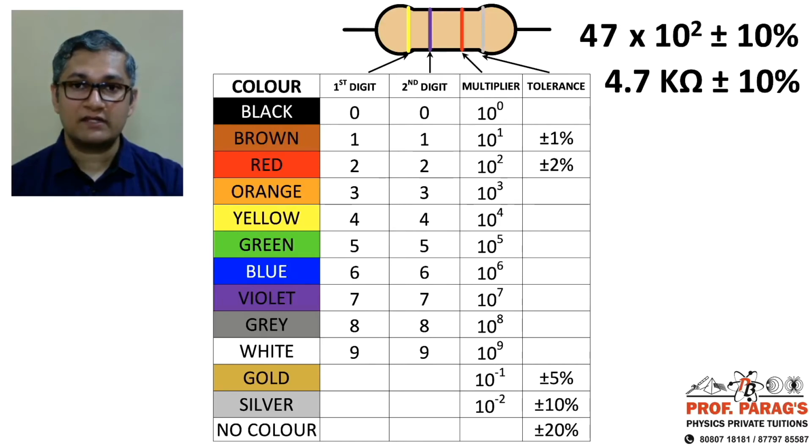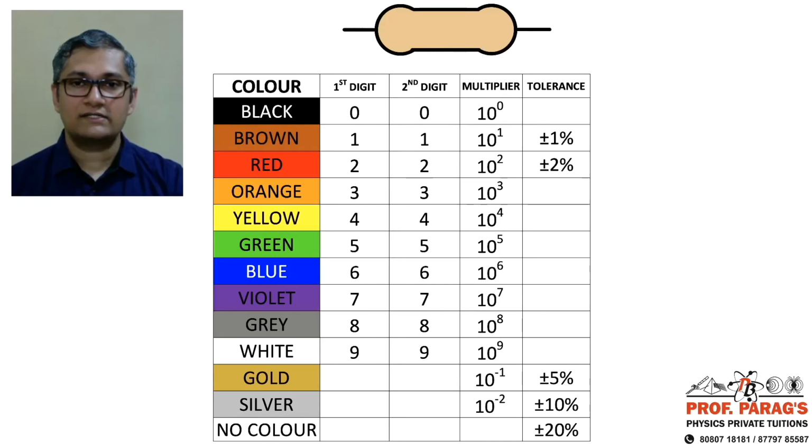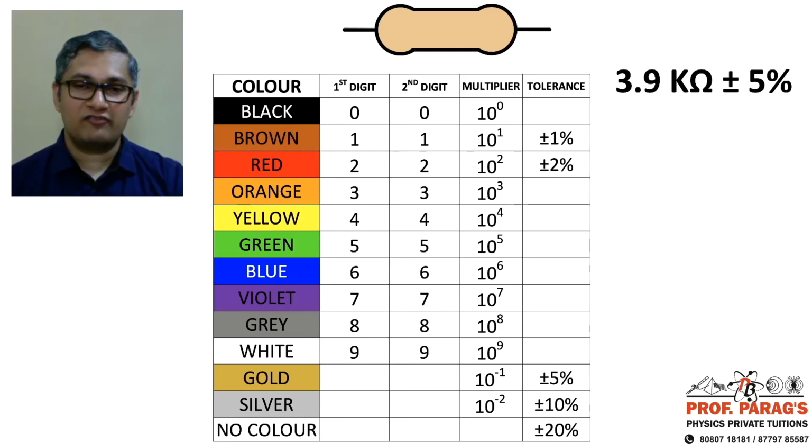If it is 4.7 kilo ohms plus minus 10%, it's going to be yellow, then violet, red, and silver. Okay, let's take one more example for this, you can say the reverse of the coding. Okay, 3.9 kilo ohms plus minus 5%.